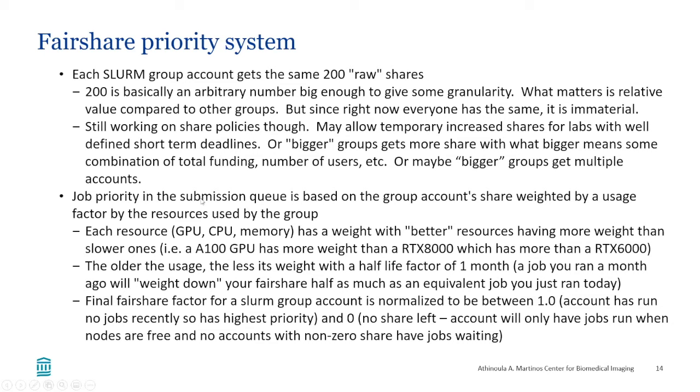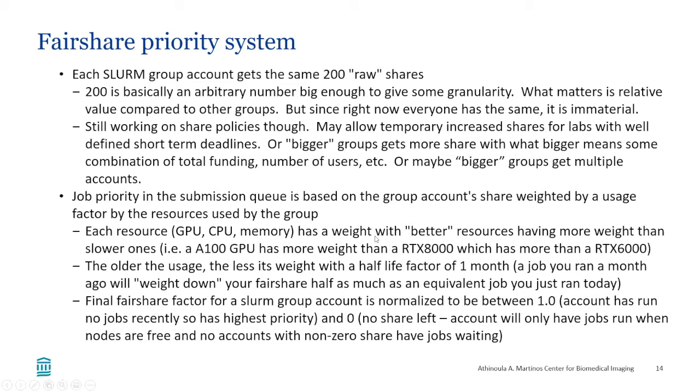So the way job priority will work in the submission queue, it'll be based on your group account's share weighted by a usage factor. The basic concept is that the more heavily you're using the system, your weight becomes heavier on your share, so your multiplier for your priority goes down. That lets people who haven't run as many jobs as yet get their jobs in possibly sooner.